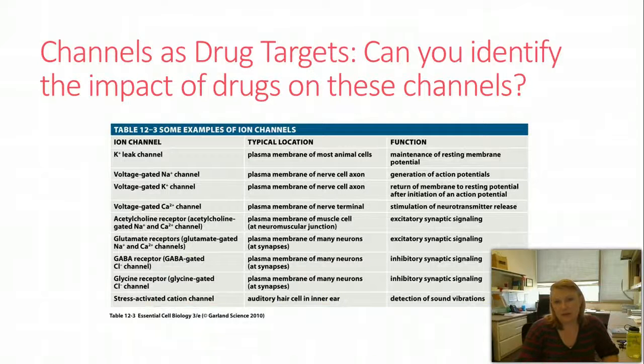And beyond even acetylcholine, you can see that channels and receptors and transporters in general are huge drug targets. So take a look at this list and see if you can identify some of the impact of these drugs on these channels. What would happen if we turned off the potassium leak channel? What would happen to the body? Is this a good thing? In what case would we want a drug like this? So I want you to spend some time with that and look at that and see.